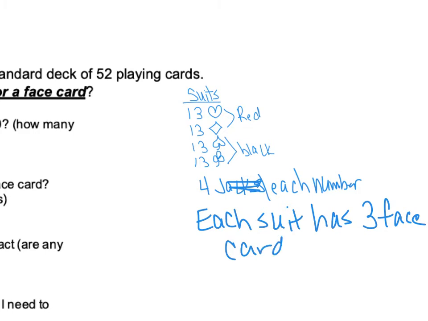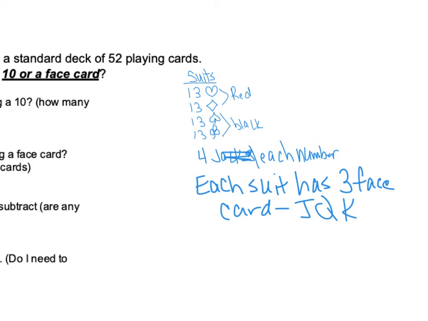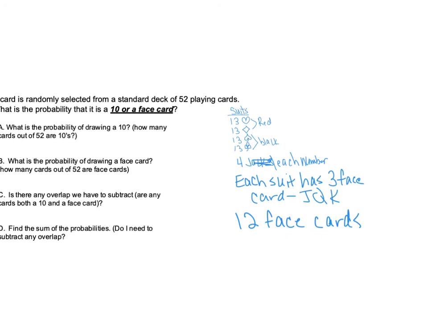Face cards would be the jack, queen, and king, which means there are a total of 12 face cards, because if there's 4 suits and each suit has 3 face cards, there's a total of 12 face cards. So if there's anything else I think of as we go through here, we might just add some of that in there. If you're familiar with the deck of cards, then you should be good.